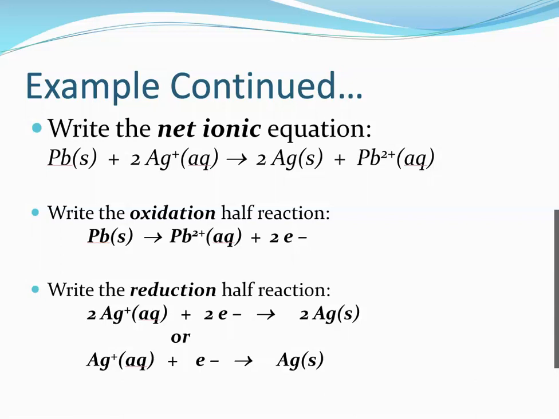Here we have the net ionic equation. This is helpful to us because it will allow us to eliminate the ions that are not directly involved in the reaction. Here we can see that lead and silver are involved in the redox reaction. Solid lead becomes a lead ion by losing 2 electrons, and the silver ion becomes solid silver by gaining an electron. When we divide the net ionic equation into its parts, these are our half reactions.